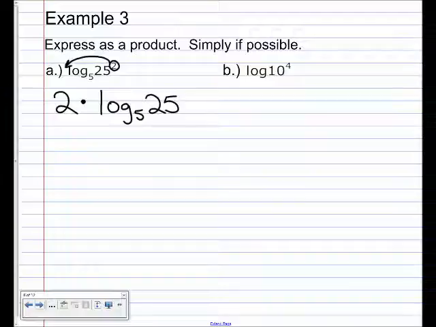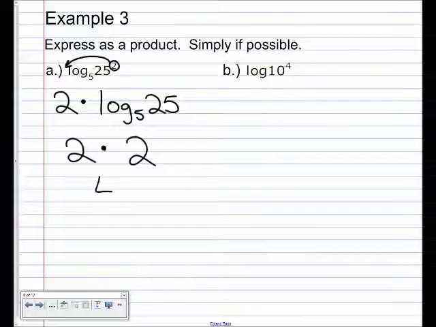So we can actually evaluate this. Log base 5 of 25, so 5 to what power gives you 25? That is 2. And if we do 2 times that, we get 4. All right, so just a quicker way, a little help using the power property to simplify or evaluate.